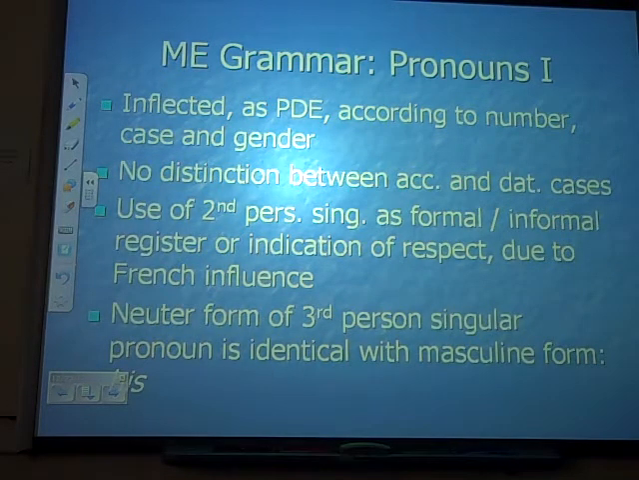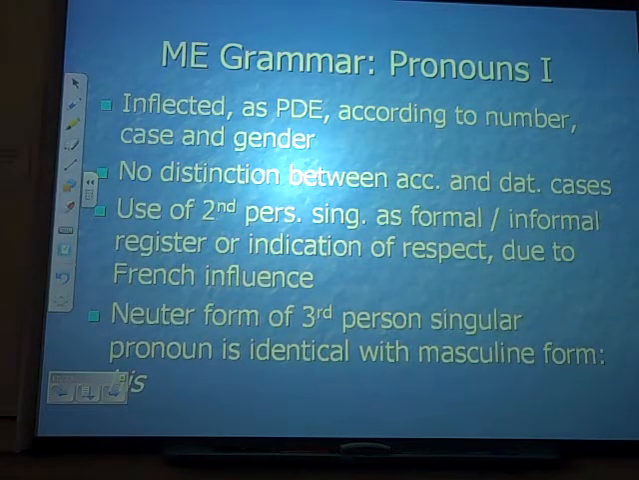For example, you would use the plural when addressing someone who is in a socially superior position to you, which seems odd, but if you think of the distinction in French between tu and vous, you kind of get close to it.